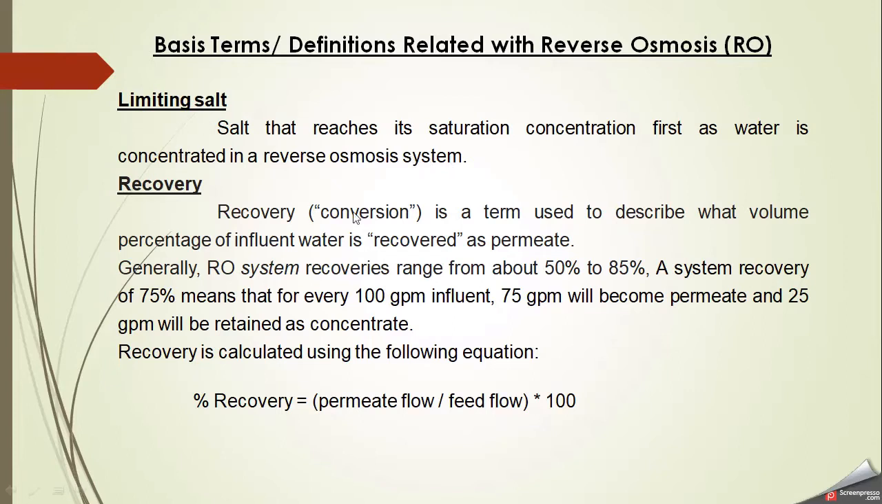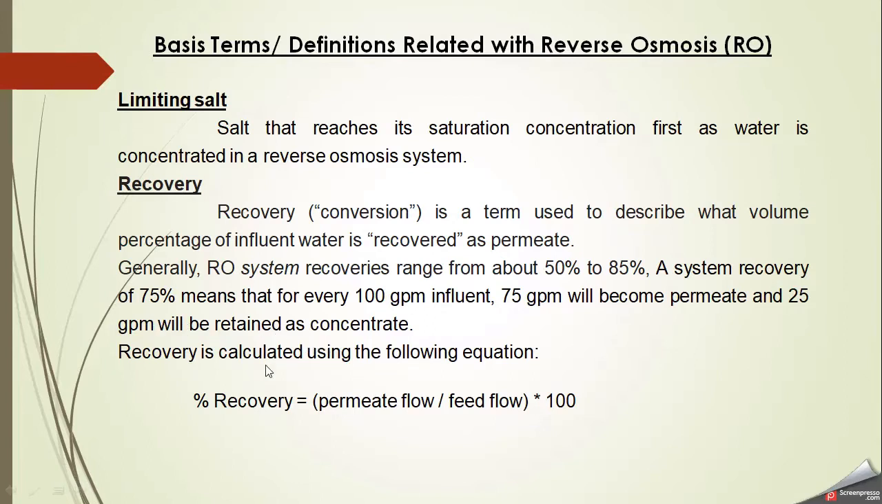Recovery or conversion is a term used to describe what volume percentage of influent water is recovered as permeate, which is basically purified water. Normally, RO system recoveries range from about 50 to 85%. Now, a system recovery of 75% means that for every 100 gallons per minute of influent, 75 gallons per minute will become permeate and 25 gallons per minute will be retained as concentrate.